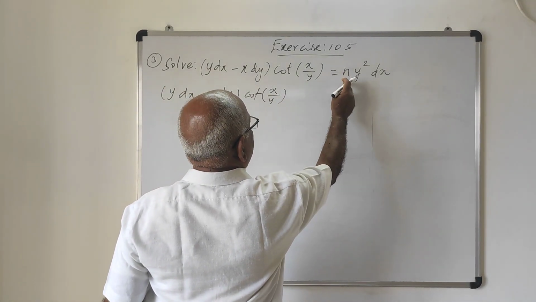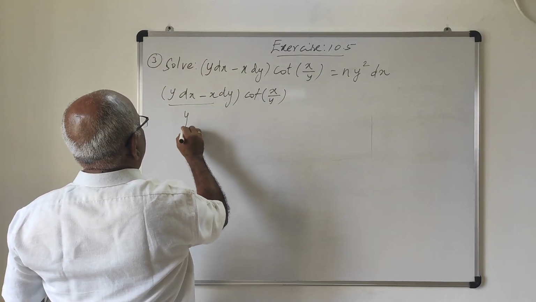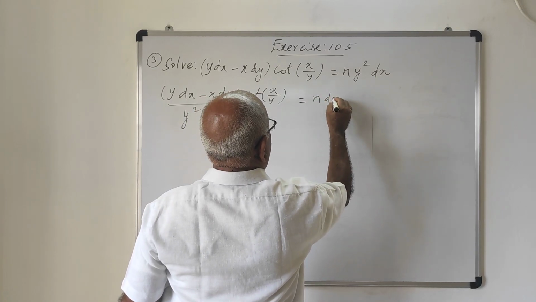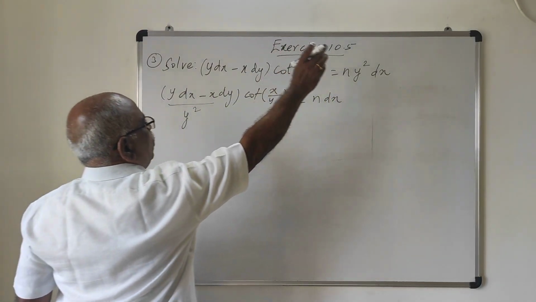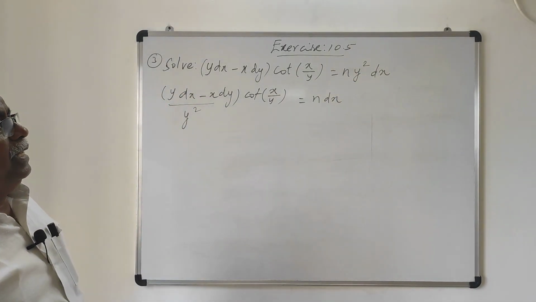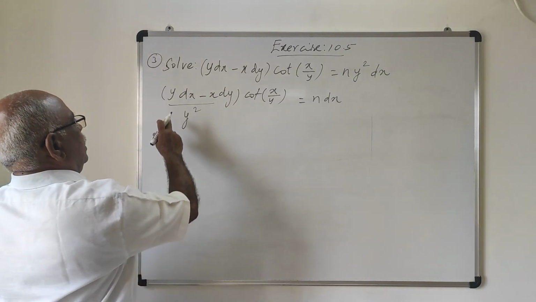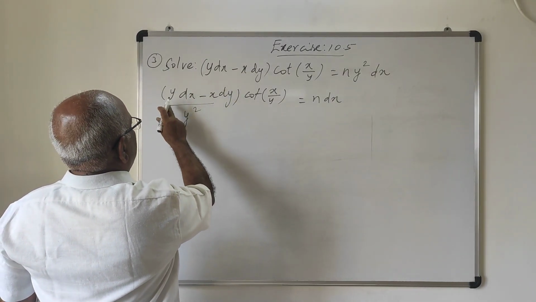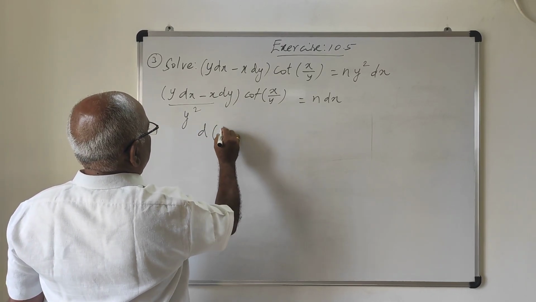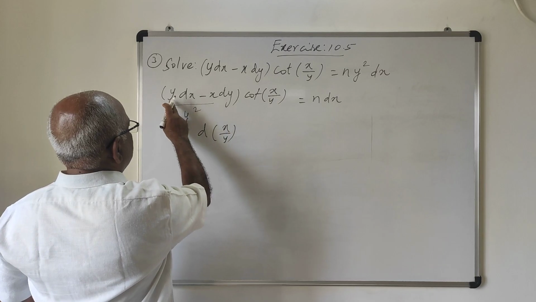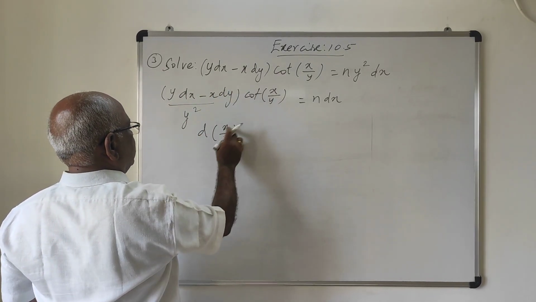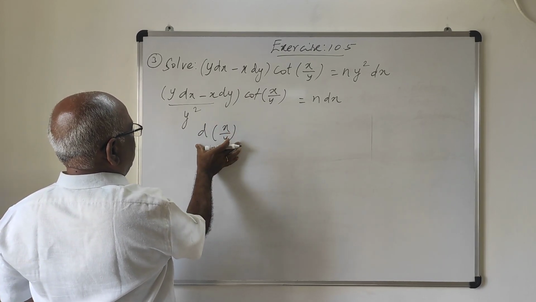equal to, you bring this y square here. Left hand side becomes the denominator. You will get n dx only on the right hand side. You divide this y square in the left hand side. You will get, y dx minus x dy is nothing but d of x by y. D of x by y is (y dx minus x dy) by y square. Quotient rule. D of x by y is this.